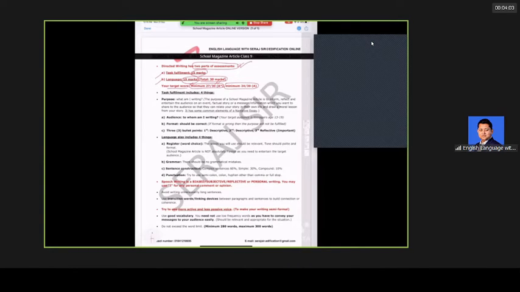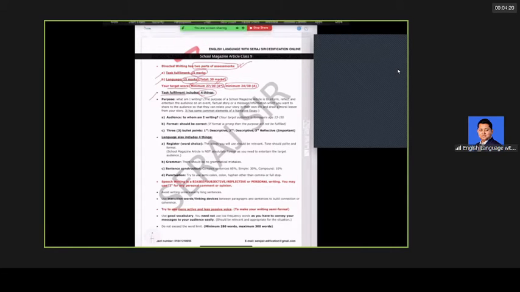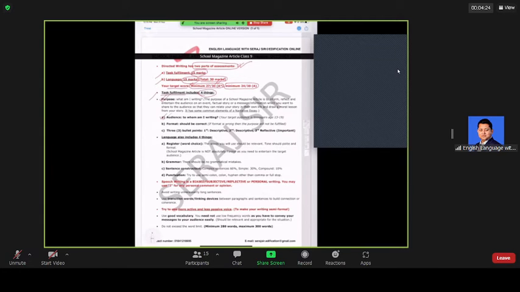Now let's talk about category number 1, that under this category your script will be checked at first by your language teacher or by your examiner. Now this is called task fulfillment. Task fulfillment contains 4 things. Now what are the 4 things? Number 1, purpose. Number 2, audience. Number 3, format. And number 4, the 3 bullet points.